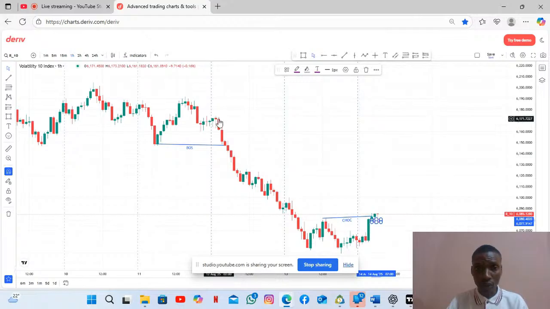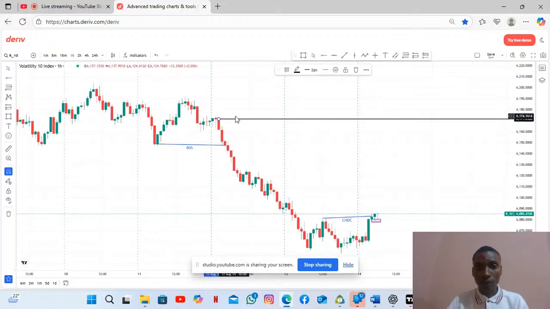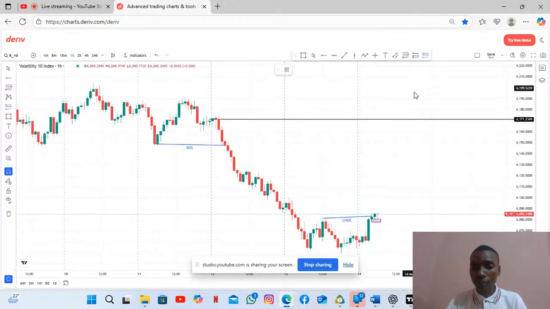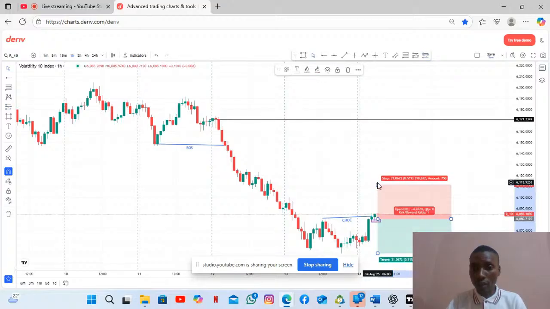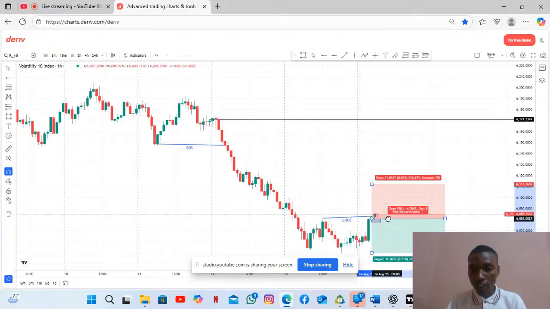This point here is my draw on liquidity. This point is where I will consider to be my buy side liquidity. I'm going to take my profit here. Over here is my entry point, which I got in. Let me adjust it well. This is my entry point.